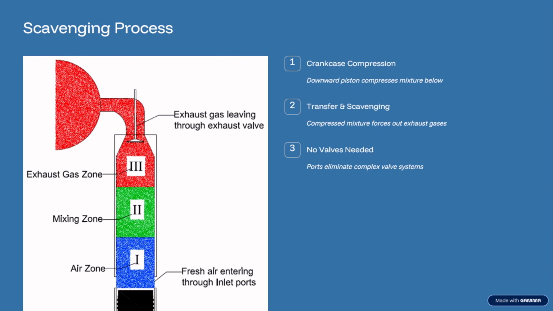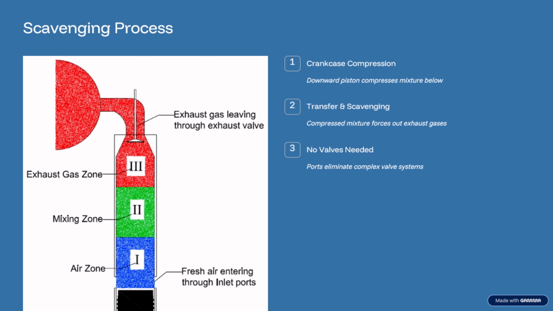Okay, we have a scavenging process. Number one, crankcase compression, downward piston. Number two, transfer, scavenging, compressed mixture force. Number three, no valves needed. So there is no valve, but we have two ports.